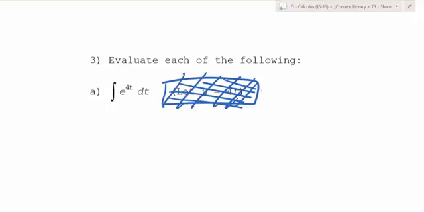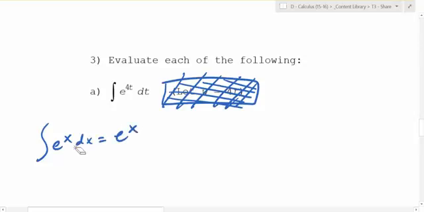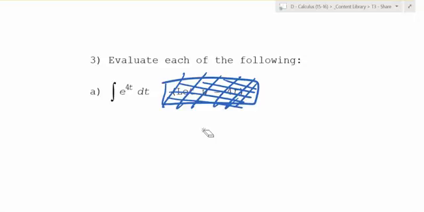Do you remember what the integral of e to the x is? What is the integral of e to the x? E to the x, because the derivative of e to the x is e to the x, right? So in this case, it's almost the same thing. The integral of e to the 4t. Anybody want to take a random guess what the integral of this is going to be? Just guess. What do you think it's going to be?